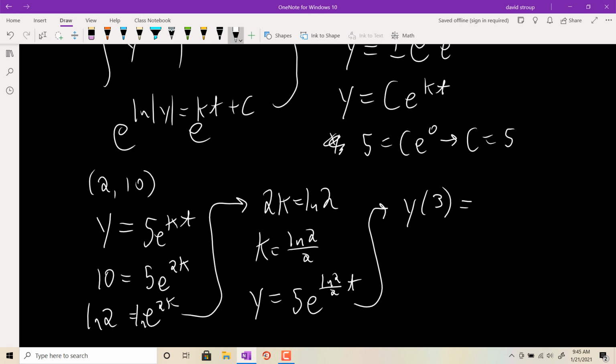5 times e to the ln of 2 by 2 times 3 is 14 point something. So you're going to end up with 14.1 approximately, I think. So, check my work, make sure I didn't make any mistakes.